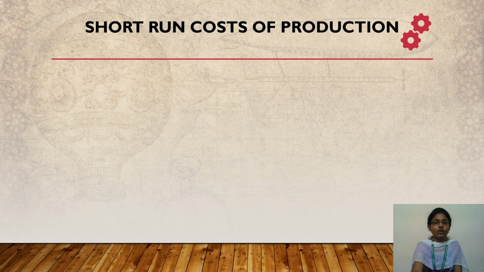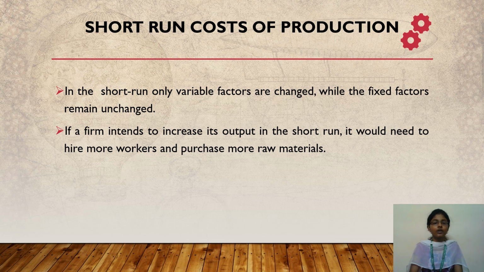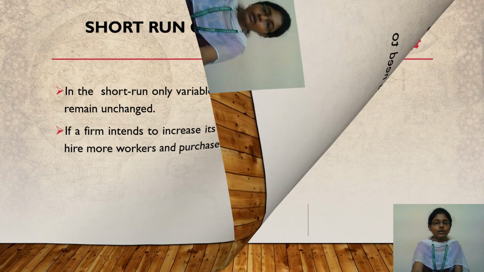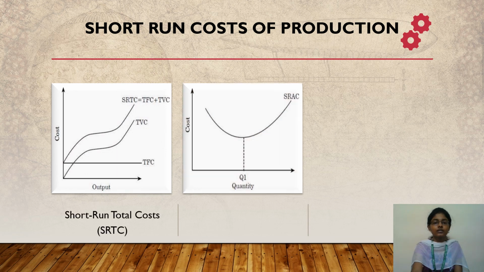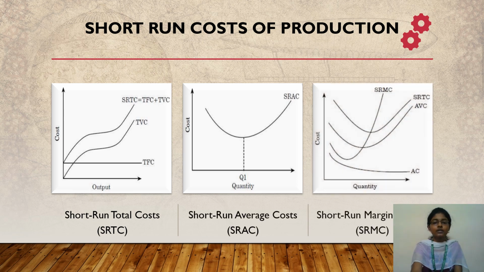First, we'll see about the short-run cost of production. In the short run, only variable factors are changed, while the fixed factors remain unchanged. If a firm intends to increase its output in the short run, it would need to hire more workers and purchase more raw materials. Now we'll see about the graphs in short-run cost of production. First graph represents the short-run total cost, second graph represents the short-run average cost, third graph represents the short-run marginal cost. First we'll see about the short-run total cost.